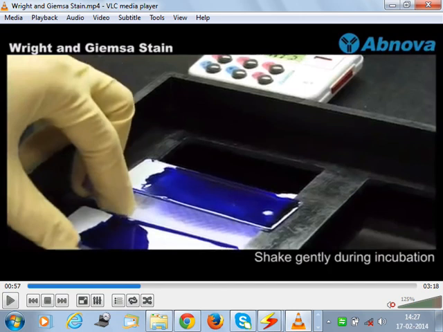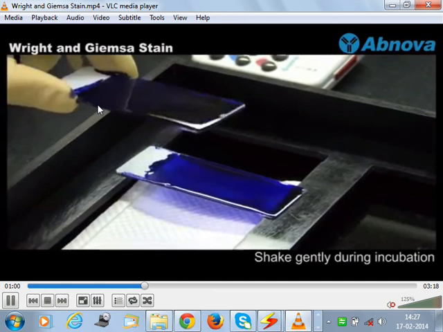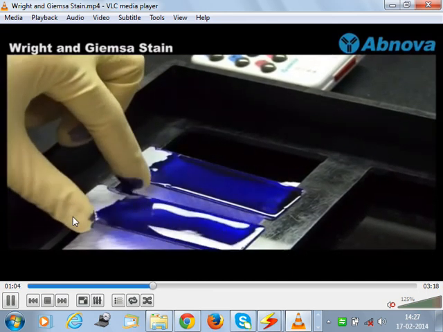For the first 2 minutes we don't add anything, just the Leishman stain, and leave it like that. What is happening now? Fixing of the smear to the slide. Tilt it and make sure the stain covers the entire smear.